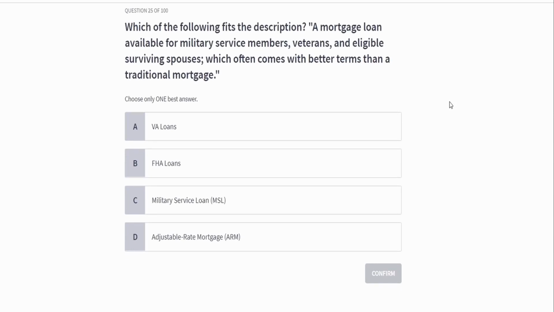All right, so 25. Which of the following fits the description? A mortgage loan available for military service members, veterans, and eligible surviving spouses, which often comes with better terms than a traditional mortgage. So is it A, VA loan, B, FHA loan, C, a military service loan, or D, an adjustable rate mortgage? So as always, come up with the answer. Here's some time for you guys to think it over.